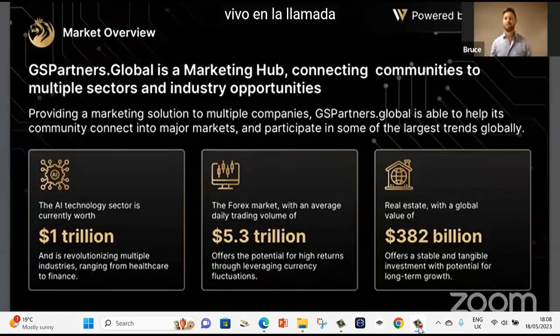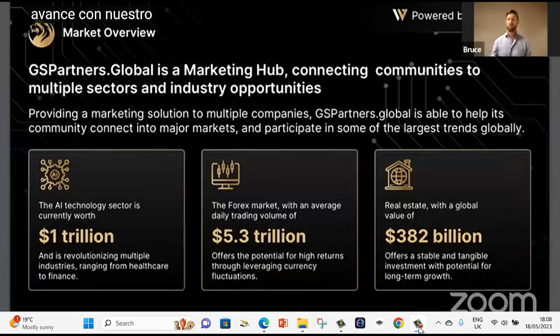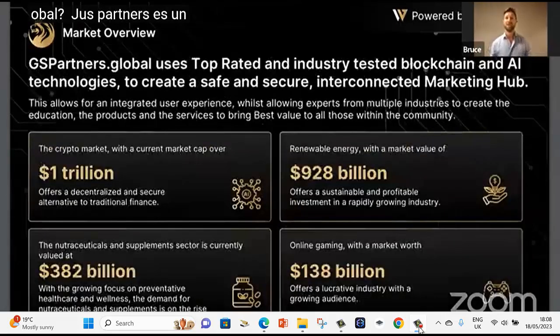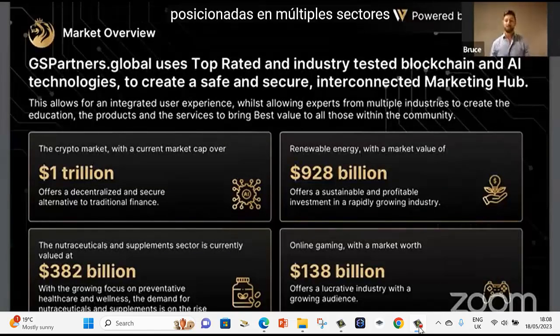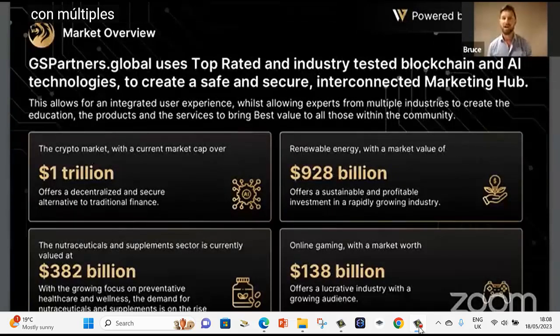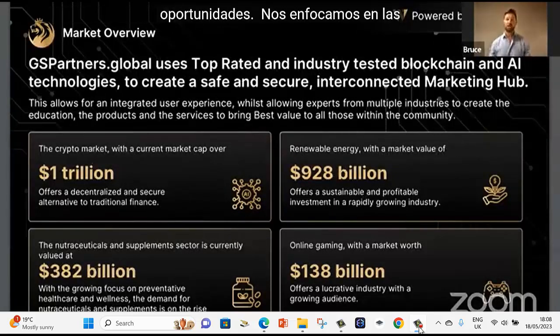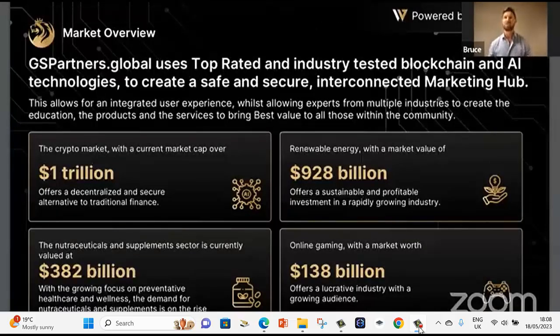We also have exposure into the Forex market, which trades at 5.3 trillion per day. We also have exposure within the real estate sector too, at a price tag of 382. And we also have exposure to 4 other sectors, being the crypto markets, the renewable energy sector, the nutraceuticals and supplement sector, as well as the online gaming market. And we use blockchain, technology, and transparency to connect us in a secure and transparent method to those different sectors.